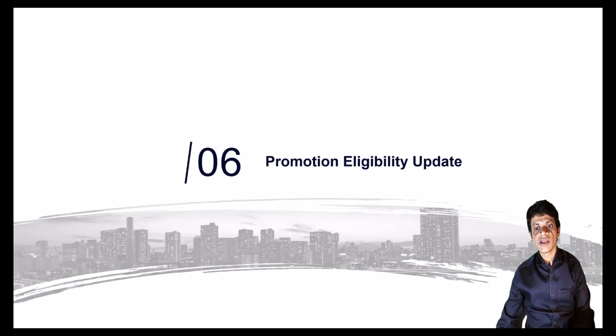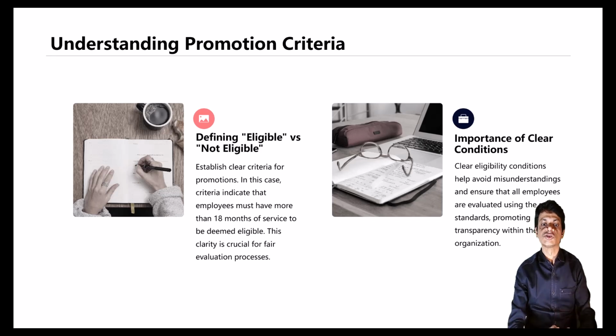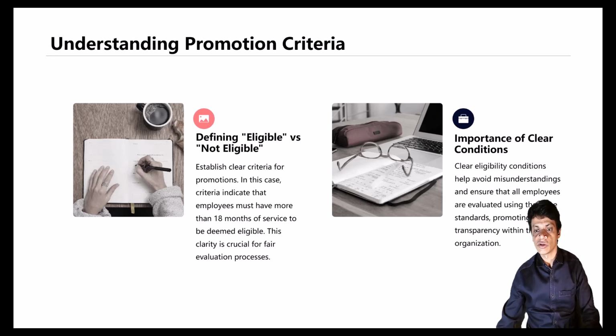Now, here is the promotion eligibility update section. To define eligible versus not eligible as per the business, the employee should be 18 months in the system, the system being the organization. If he has more than 18 months of service, he is eligible for promotion. Let's dig into the code.